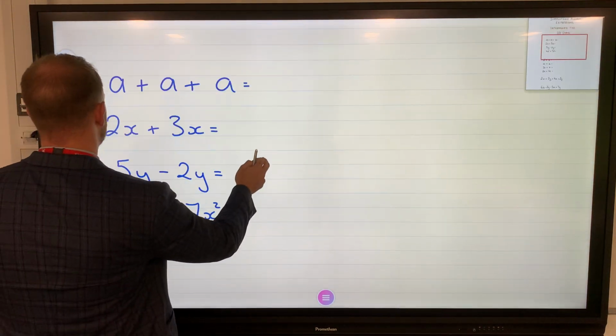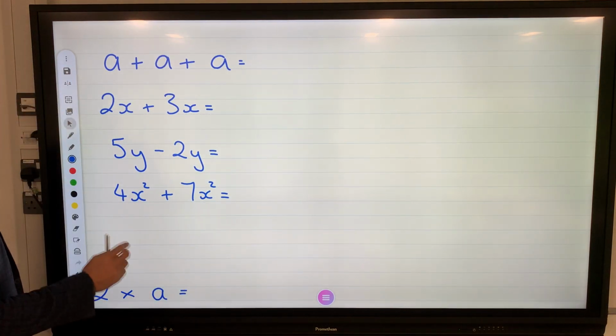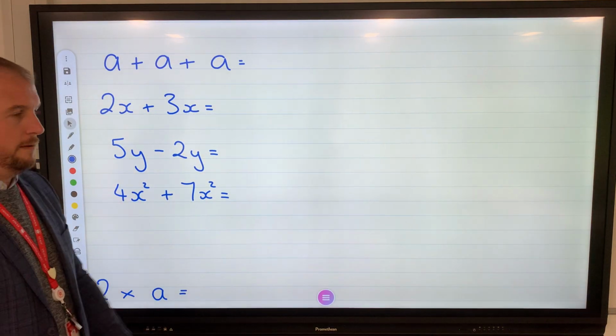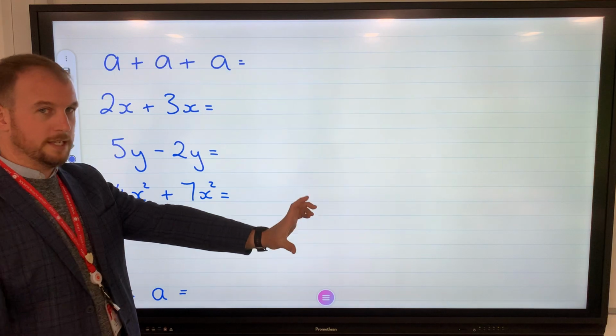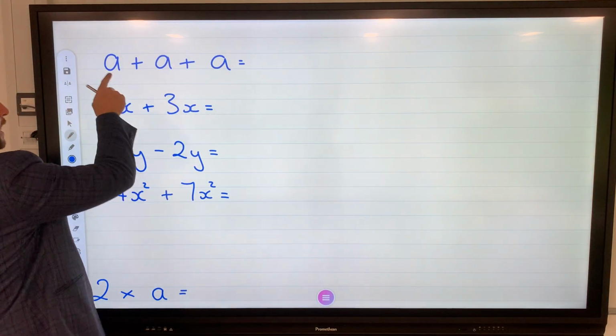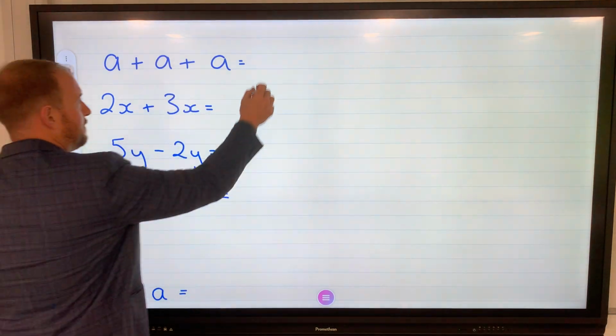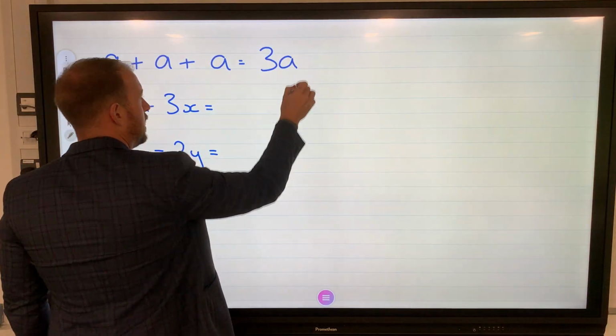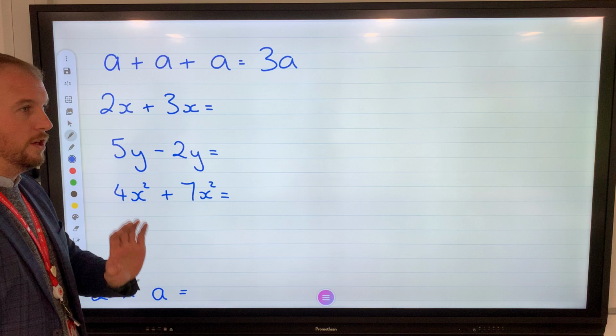I have got a plus a plus a. It's quite a long question. We can simplify that by making things a lot smaller. How many a's do I have? I have 3 a's. That's it, 3a.